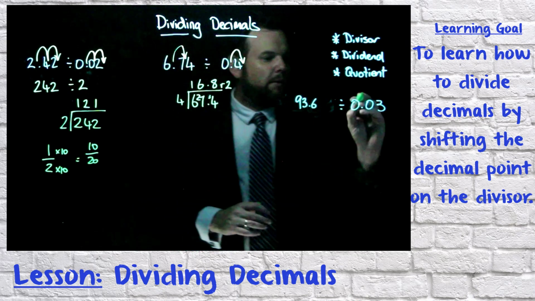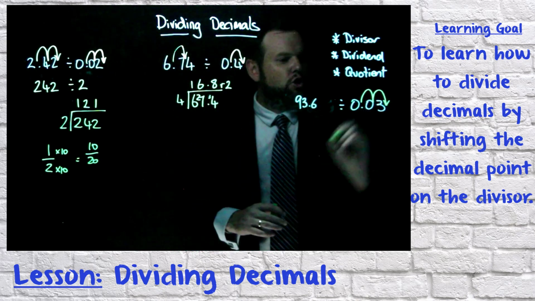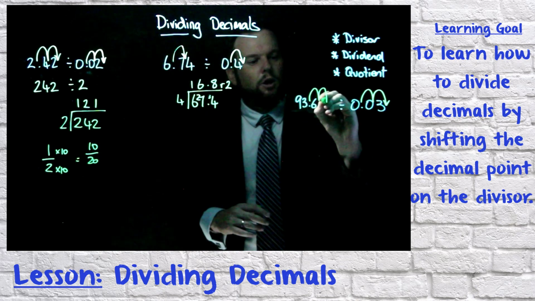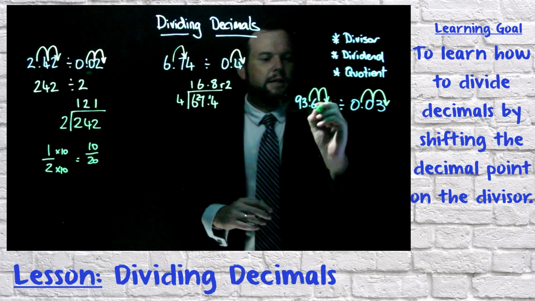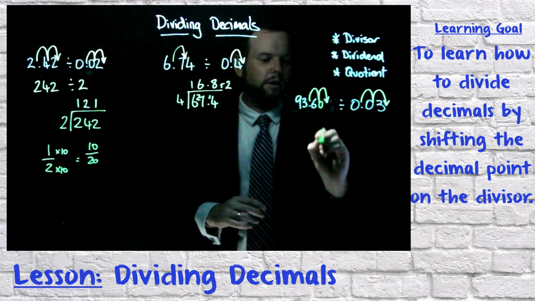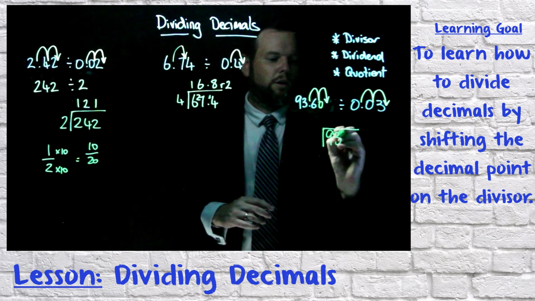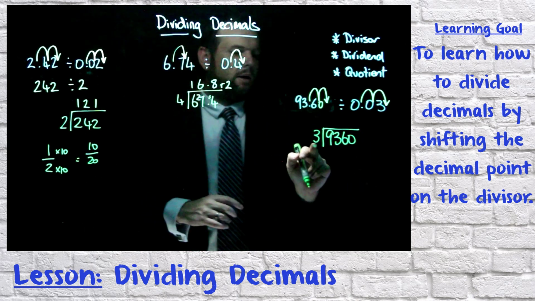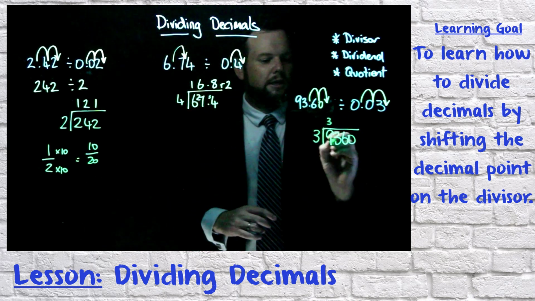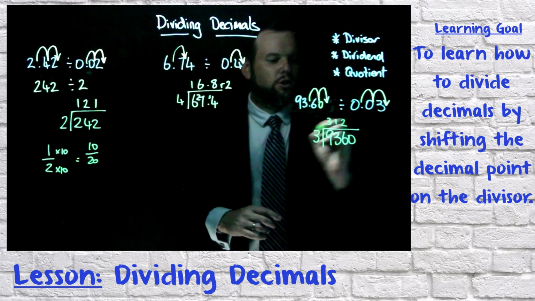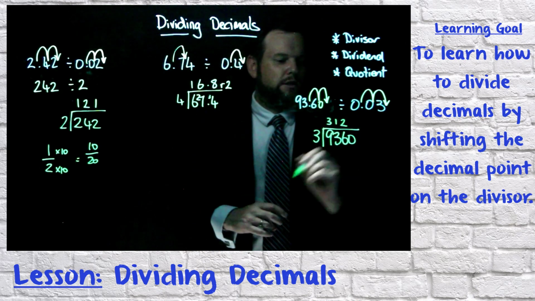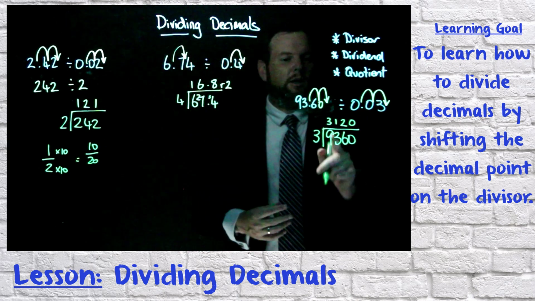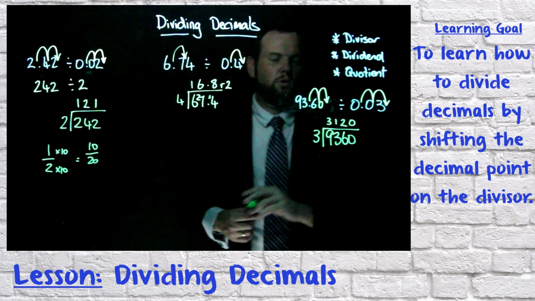Over here, once again, we need to shift our decimal point 2 places to the right, which means we also have to shift our decimal point 2 places to the right here. So that means we're going to have to add in a 0. So 9360 divided by 3. 3 goes into 9 3 times, into 3 once, into 6 2 times, and into 0 0 times. So that means my answer for this is 3,120.